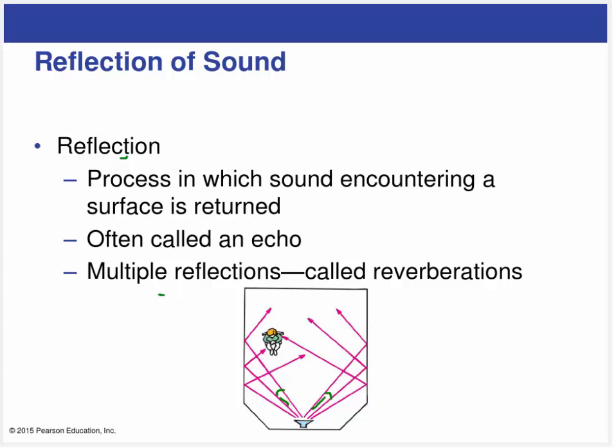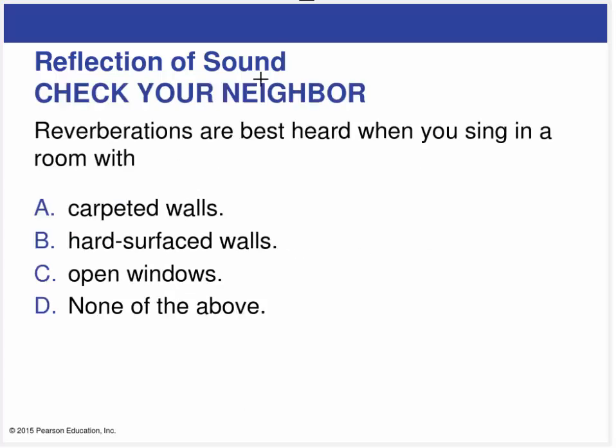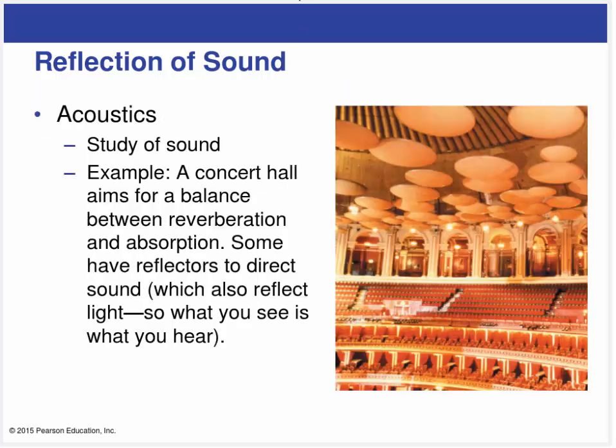If we have multiple reflections, we call that reverberation. Now, the surface matters, and which one are you more likely to hear echoes off of? It's probably going to be the hard-surfaced walls. Carpet is going to absorb, and open windows are going to let it go out. If you've ever been in an empty apartment, you tend to hear lots of echoes.